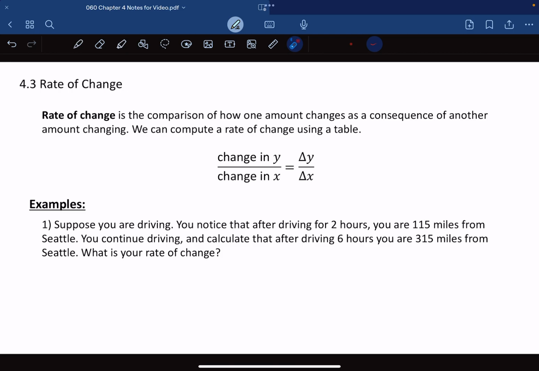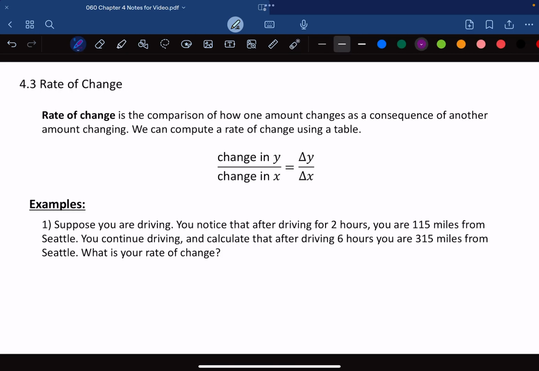The first one says, suppose you are driving. You notice that after driving for 2 hours, you are 115 miles from Seattle. You continue driving and calculate that after driving 6 hours, you are 315 miles from Seattle. What is your rate of change?